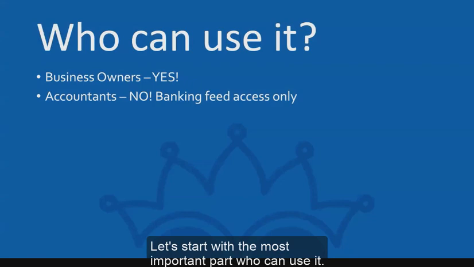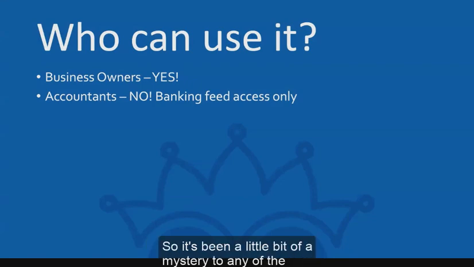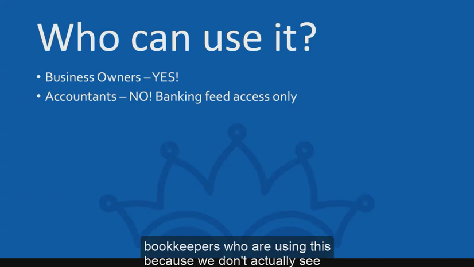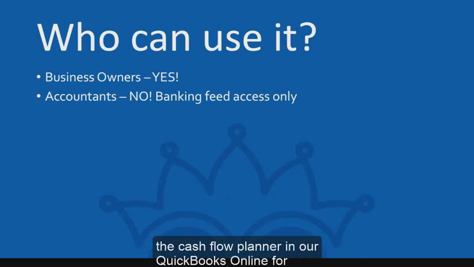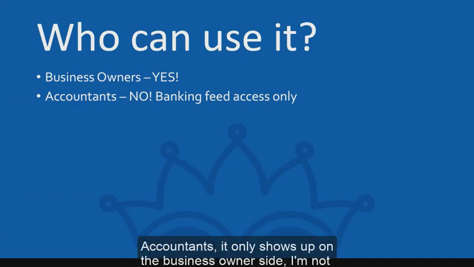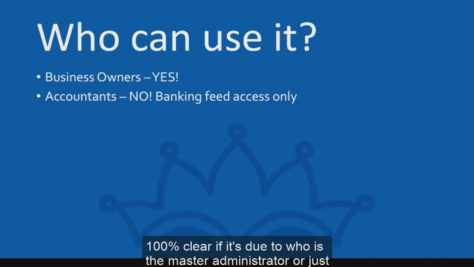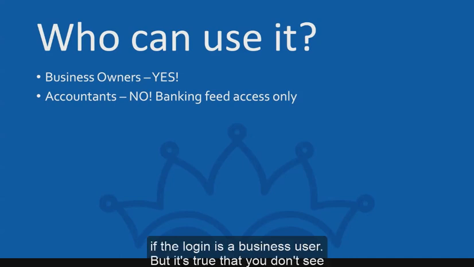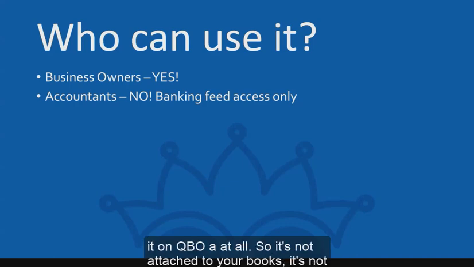Let's start with the most important part, who can use it? So it's been a little bit of a mystery to any of the bookkeepers who are using this because we don't actually see the cash flow planner in our QuickBooks Online for accountants. It only shows up on the business owner's side. I'm not 100% clear if it's due to who is the master administrator or just if the login is a business user, but it's true that you don't see it on QBOA at all.